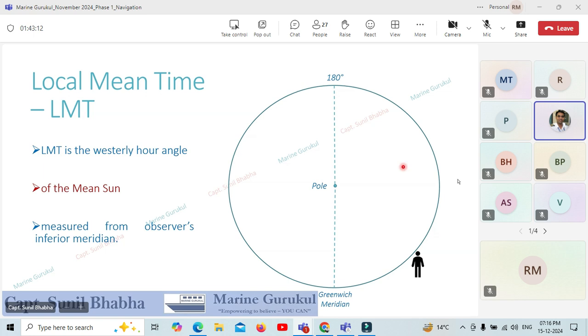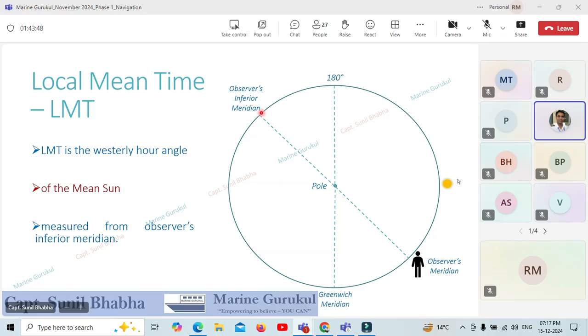Now let's assume that we have an observer located at this particular location. Let's mark off the observer's meridian also. Now you see this dotted line coming up marking the observer's meridian. Exactly in the opposite direction, reciprocal to it, will be the observer's inferior meridian. So in our diagram, looking from top of the North Pole, we have the Greenwich meridian, 180 meridian, observer's meridian, and the observer's inferior meridian.